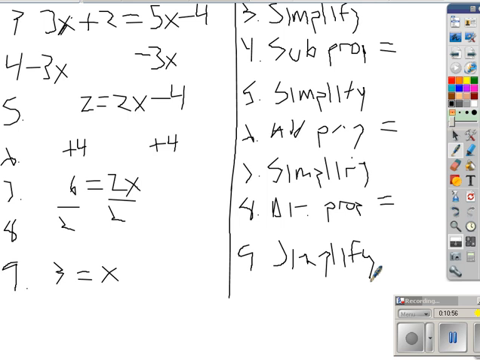And there we go. I can hardly read that, but I'll read them through again. Step 3 was simplify. Step 4 was substitution property of equality. Step 5 was simplify. Step 6 was the addition property of equality. Step 7 was simplify. Step 8 was the division property of equality. And step 9 was simplify. Hopefully you could follow that. I apologize about the poor technology, but today was just not a great day for it.